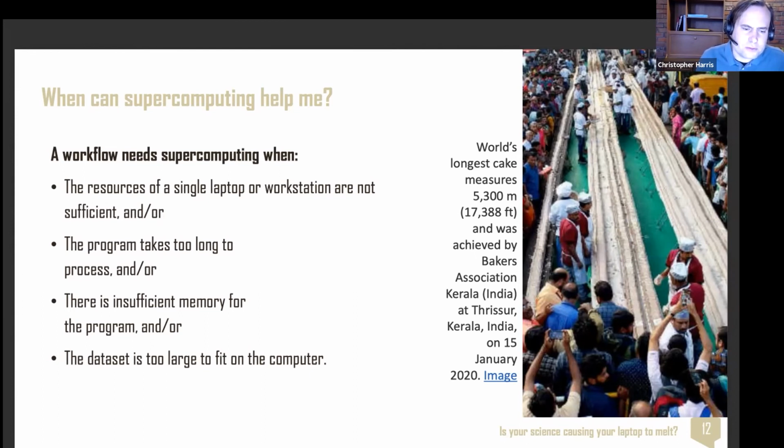Another one that's quite common is you don't have enough memory on your system to fit the data that you're working on in memory.